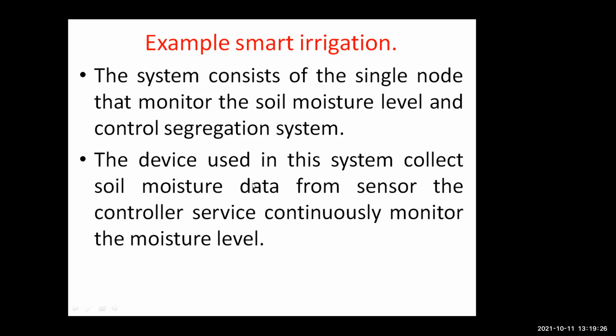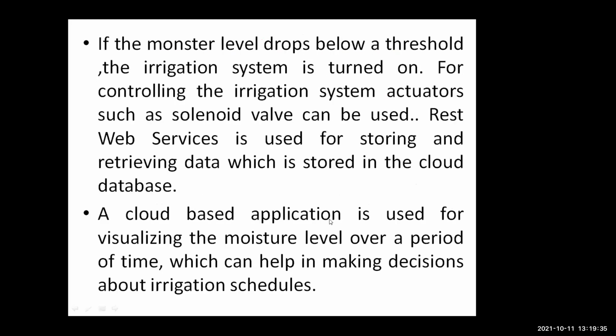The device used in the system collects the soil moisture data from the sensor and controls the service, continuously monitoring the moisture level. A cloud-based application is used for visualizing the moisture level over a period of time, which helps in making decisions about irrigation scheduling, when the crop has to be watered. Okay, that is level 2.